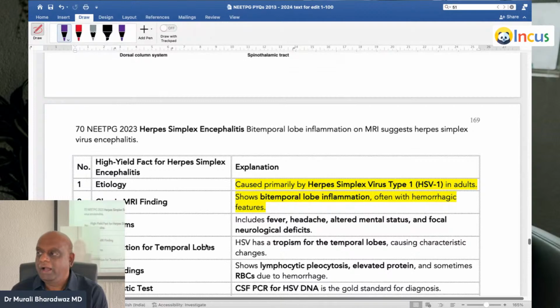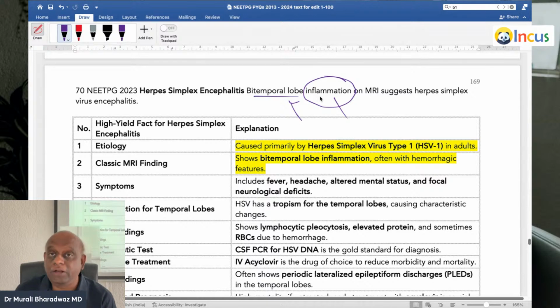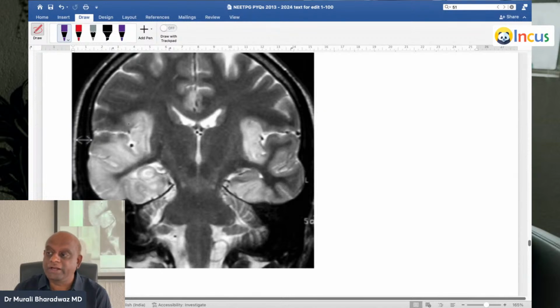Now, herpes simplex encephalitis leads to bilateral temporal lobe inflammation on MRI. So this is how you can see, doctor. This is the temporal lobe. This is the temporal lobe. This is the uncus. So here you will find opacification.